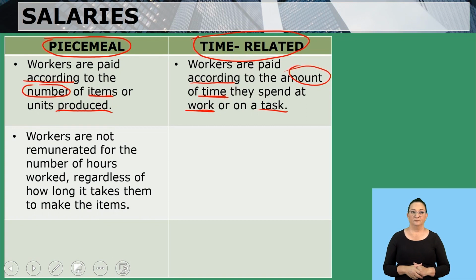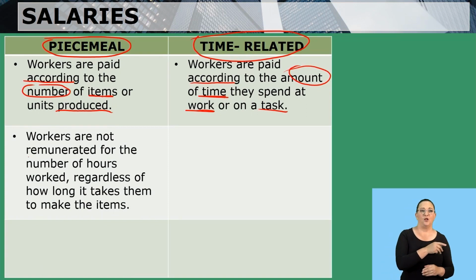It also says that with piecemeal, workers are not remunerated or paid for the number of hours worked, regardless of how long it takes them to make the items. So if you think about it, it might take me 3 hours to make the 10 pairs of shoes, but it takes you 5 hours to make the 5 pairs. I will still be paid more even though you have spent more time on a task, because we are only considering the amount of items that you have made.